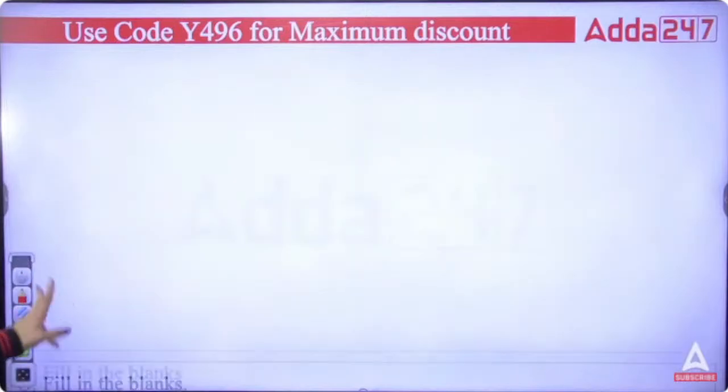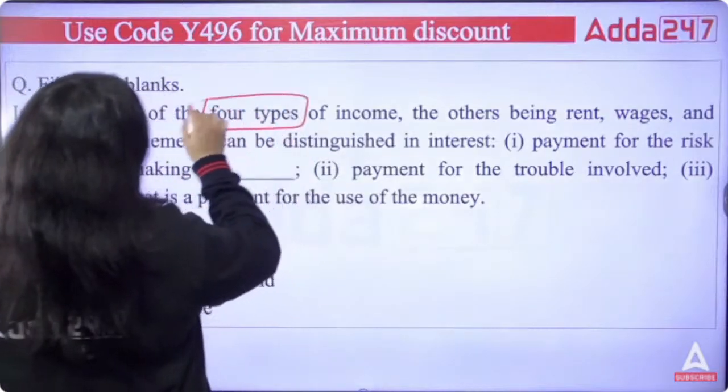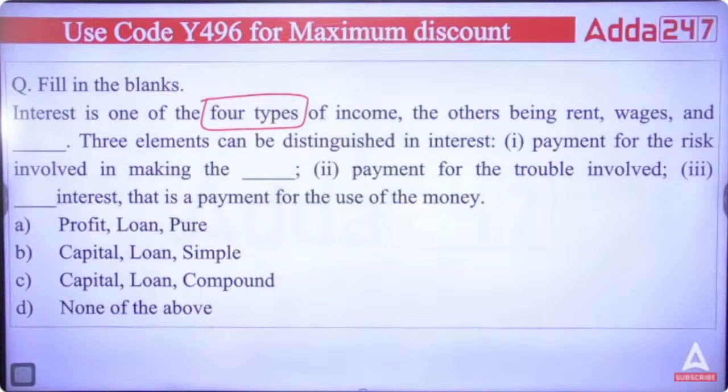Okay. Next question. Next we have filling the blanks. Interest is one of the 4 types of income. The other being rent, wages and dash.